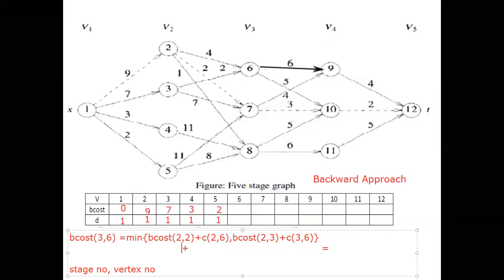Here, what is B cost of 2, 2? We have to find out from the table. 2, 2, it is 9. 9 plus, what is C 2, 6 value? 2, 6. What is the value here? It is this value, it is 4. Right. Comma. B cost of 2, 3. 2 means stage, 3 is the vertex. From here, B cost of 3, it is 7. Correct?